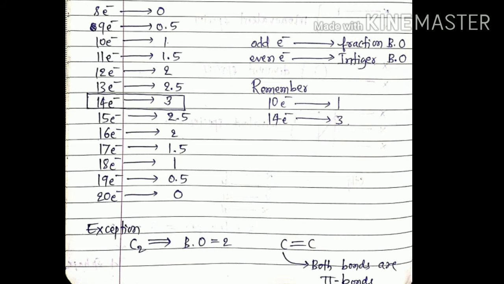So 8 electrons 0, 9 electrons 0.5, 10 electrons 1, 11 electrons 1.5, 12 electrons 2, 13 electrons 2.5, then 15 electrons 2.5, 16 electrons 2, 17 electrons 1.5, 18 electrons 1, 19 electrons 0.5, 20 electrons 0. So one exception is there, that is the C2 molecule. The bond order is 2. In this case both bonds are pi bonds.